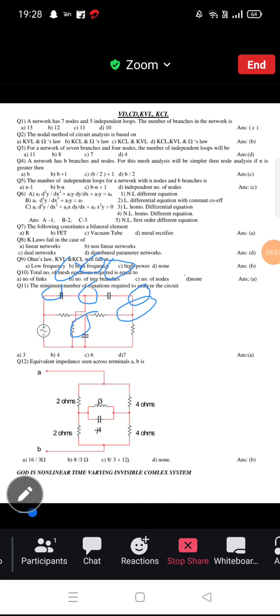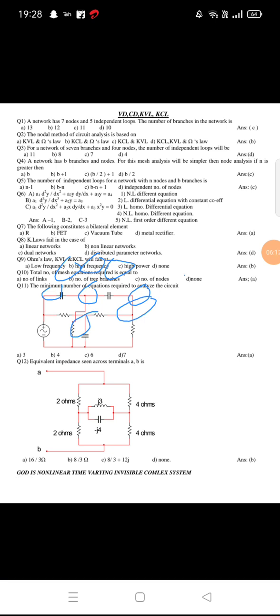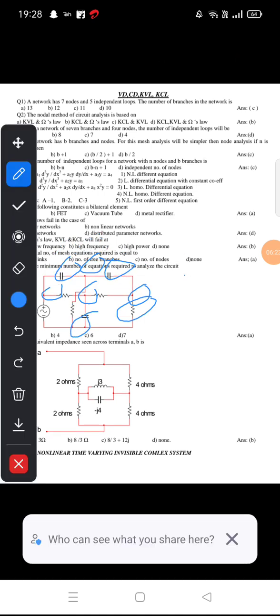Then the number of minimum equations required will be b minus n plus 1, right? Number of branches is 7, number of nodes are 5. That is 7 minus 5 plus 1, that is 3. Option A is correct.